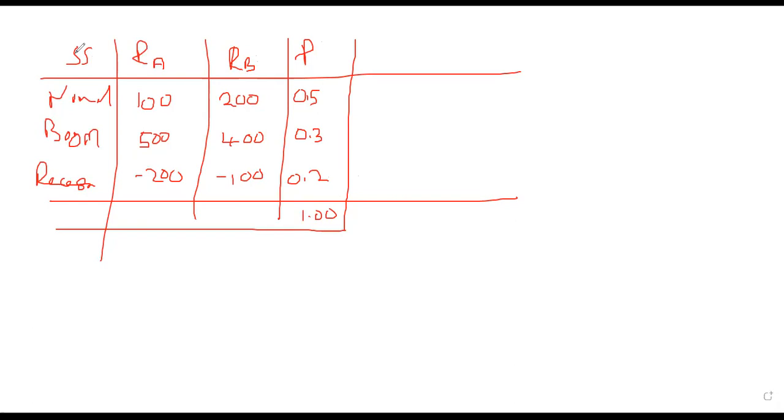Now, what did we say to find the return for asset A? For asset A, we multiply the return times the probability. So 100 times 0.5, we get 50. 500 times 0.3, what do we get? 150. Negative 200 times 0.2, what do we get? Negative 40. In total up here, the expected return for asset A, what do we get? We get 160. That's how we calculate the expected return for asset A.